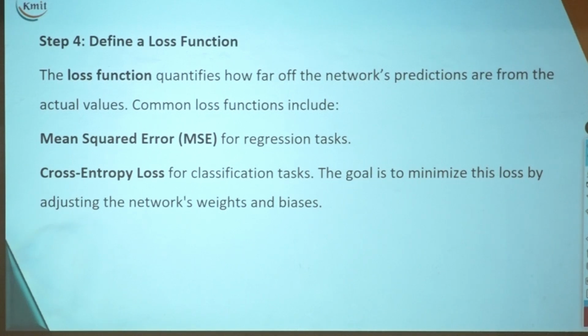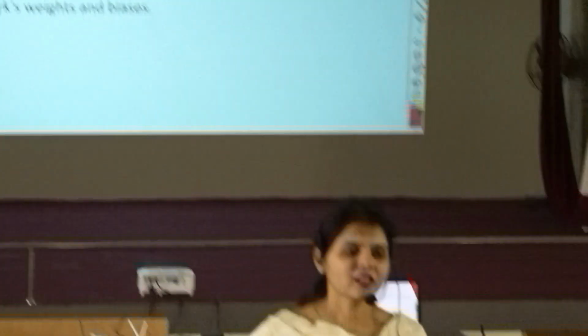We have seen two types of loss functions. What are they? Mean square error and cross entropy. When do we use mean square error?